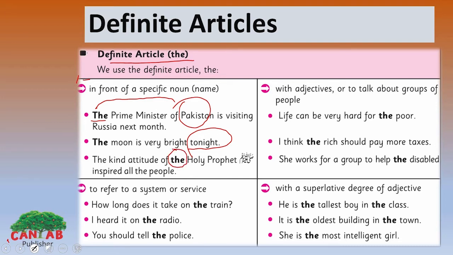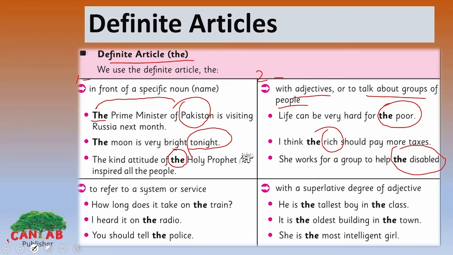Look at the second usage, with adjectives to talk about groups of people. Life can be very hard for the poor. Here the group of people are the poor. I think the rich should pay more taxes. The rich. She works for a group to help the disabled. The disabled. Look at the third usage.